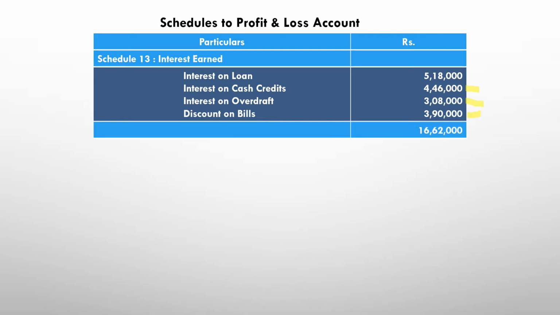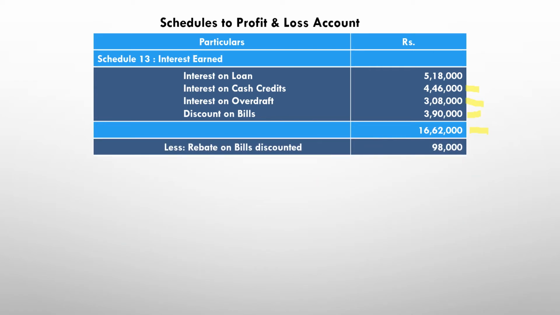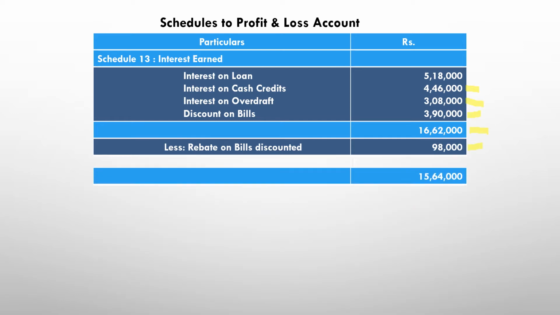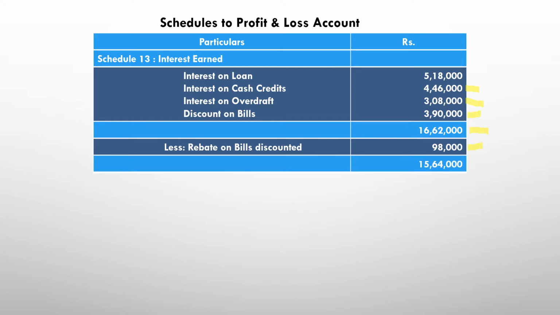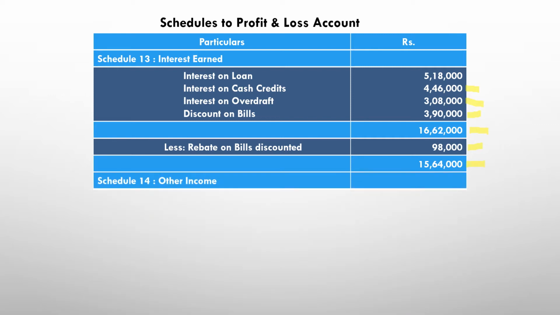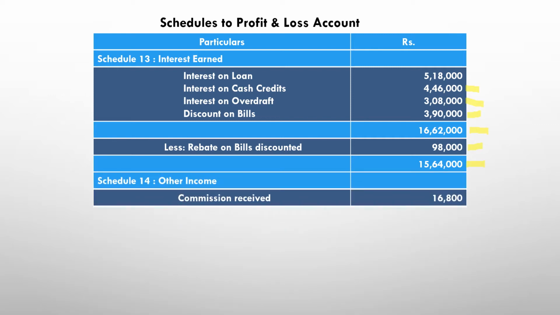The total comes to 16,62,000, less rebate on bills discounted, given in the problem, 98,000, and the schedule number 13 answer is 15,64,000. Next, schedule number 14, other income. In this problem only one item is there, commission received, 16,800. Sale of fixed assets and profit on revaluation of assets would also come under other income.